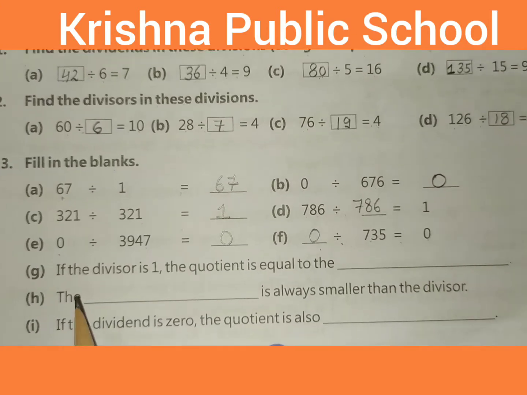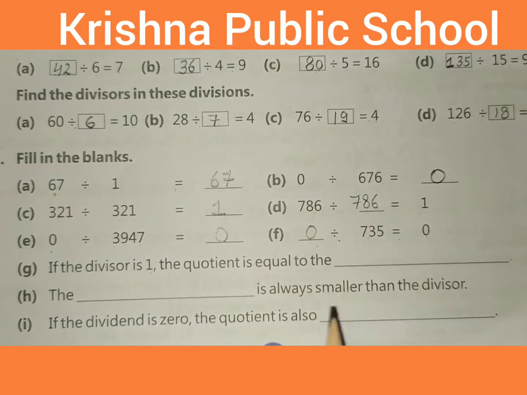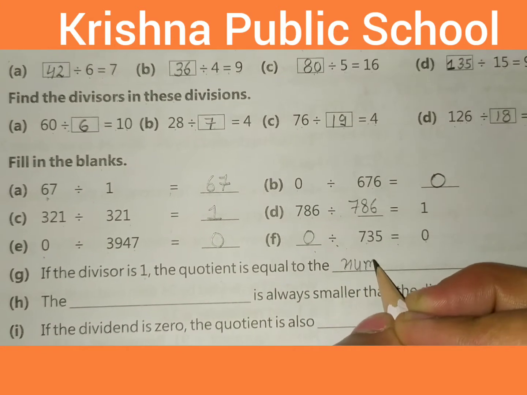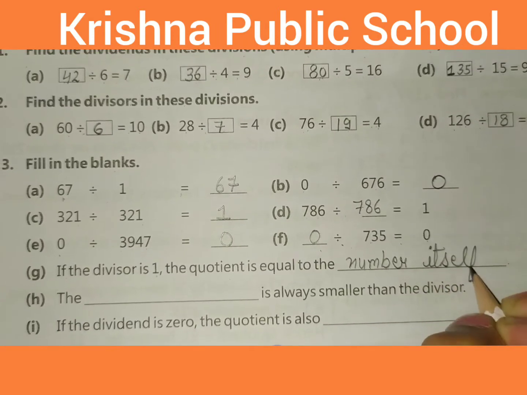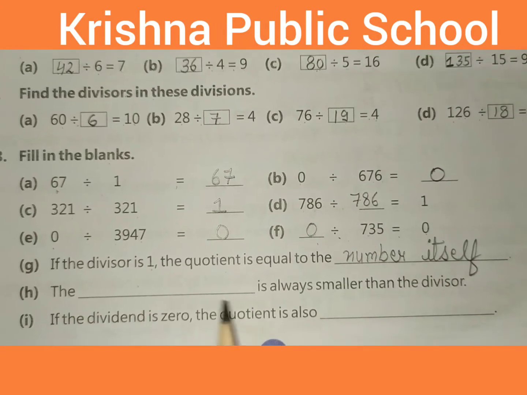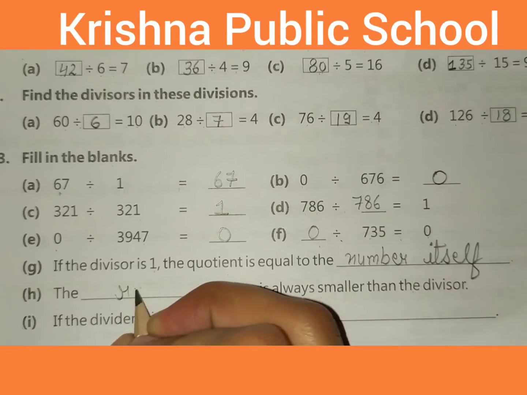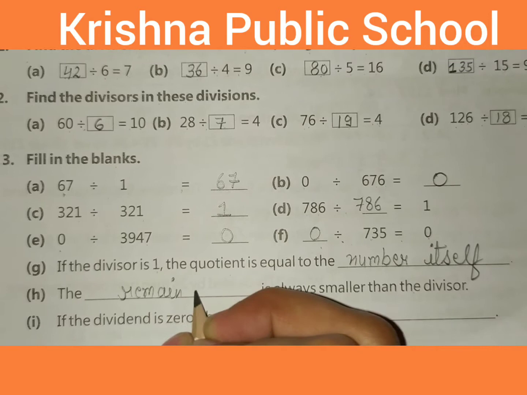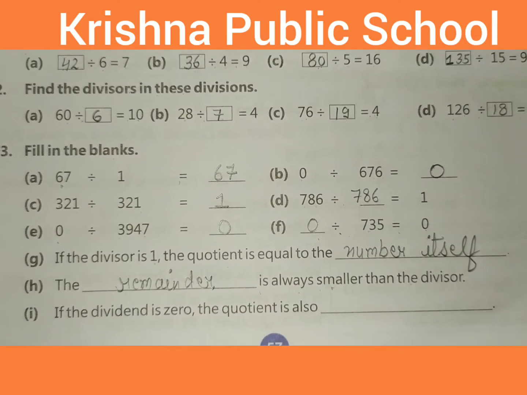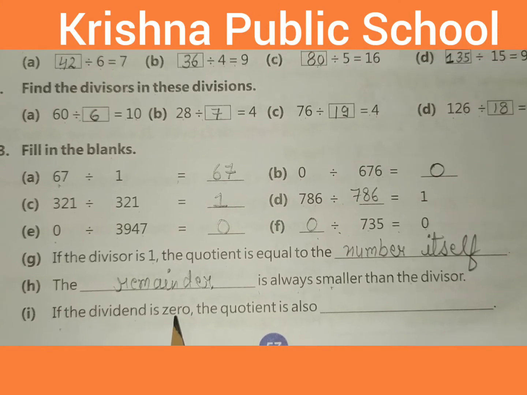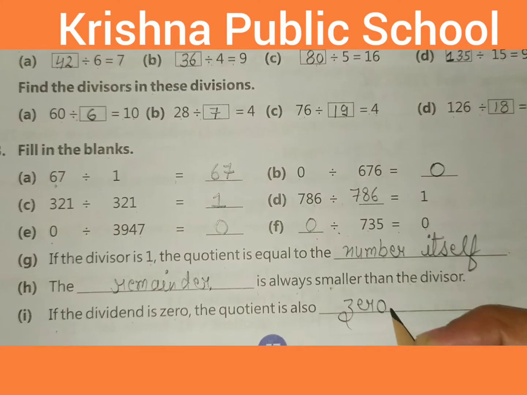Next question is, if the divisor is 1, the quotient is equal to the number itself. Next question is, the dash is always smaller than the divisor. The remainder is always smaller than the divisor. If the dividend is 0, the quotient is also 0. Okay children.